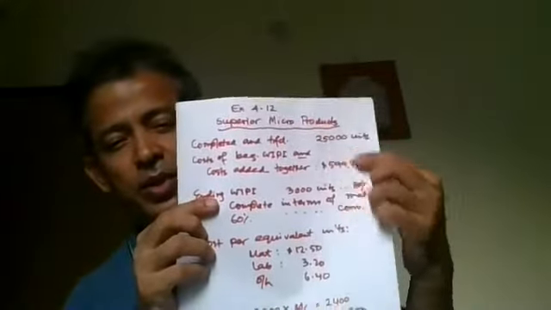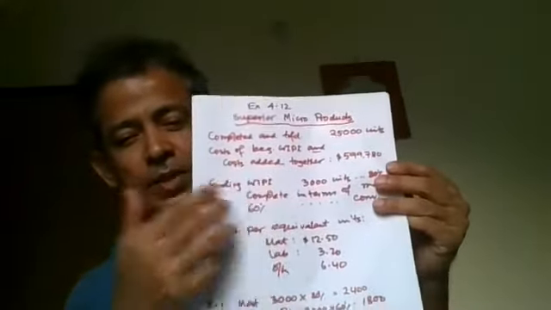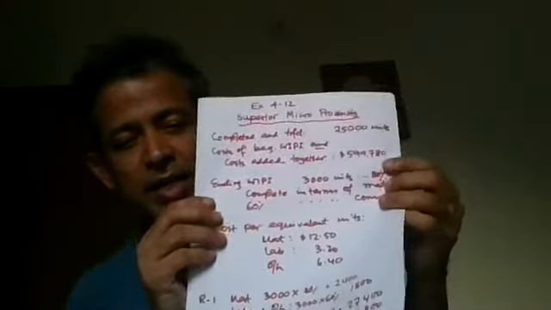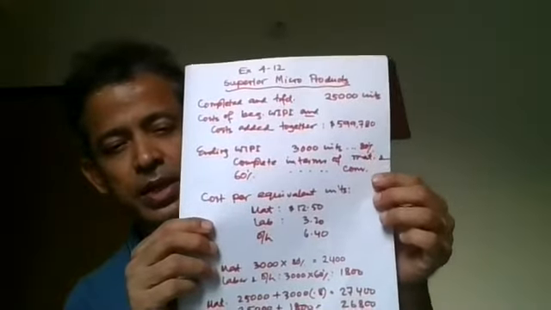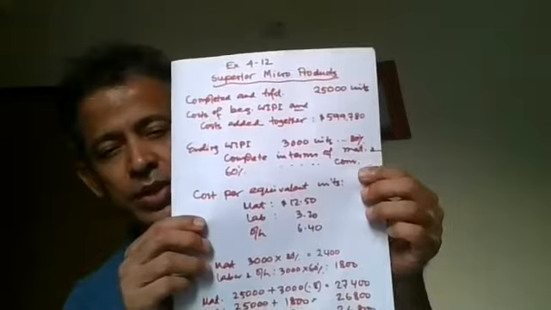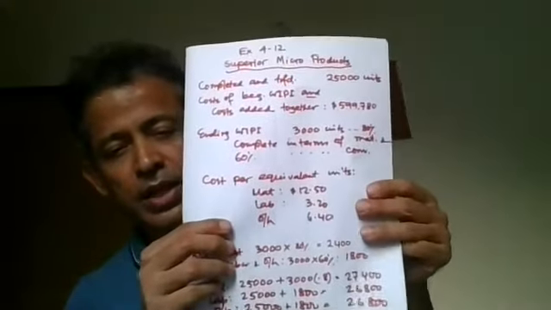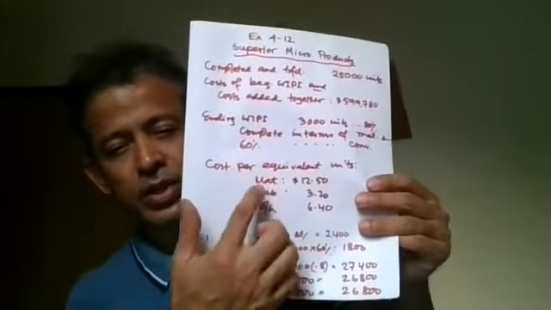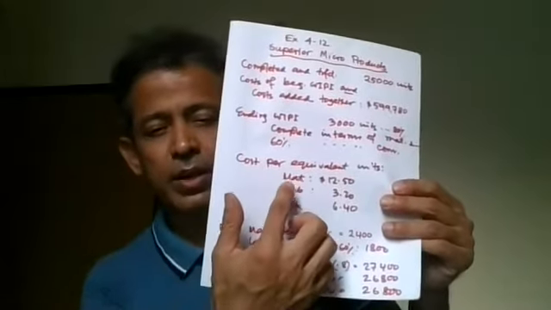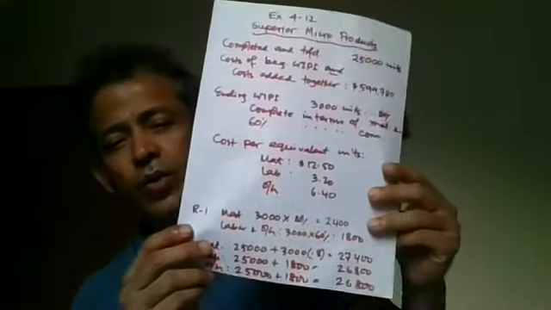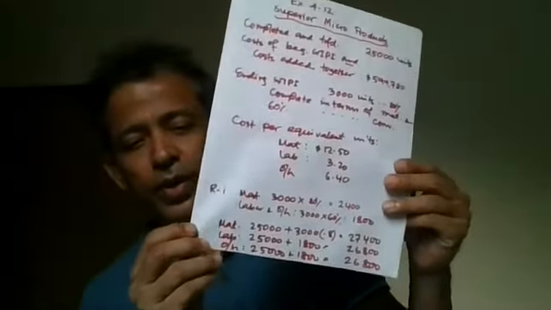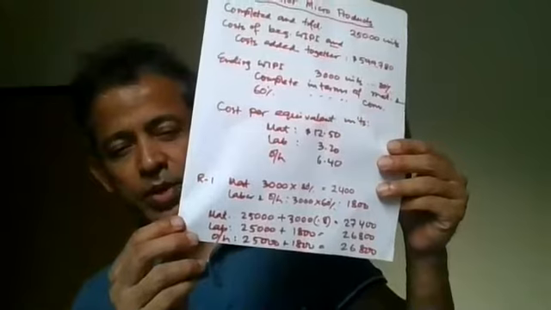And cost to account for, as I already told you, the cost of beginning work in process plus what's been added is this, 599,780. And then ending work in process, 3,000, that was 80% complete in terms of materials and 60% complete in terms of conversion. We know that. Okay, and this is also from the question, the cost per equivalent unit: materials cost is $12.50, labor is $3.20, and overhead is $6.40. All right, so requirements are solved here.